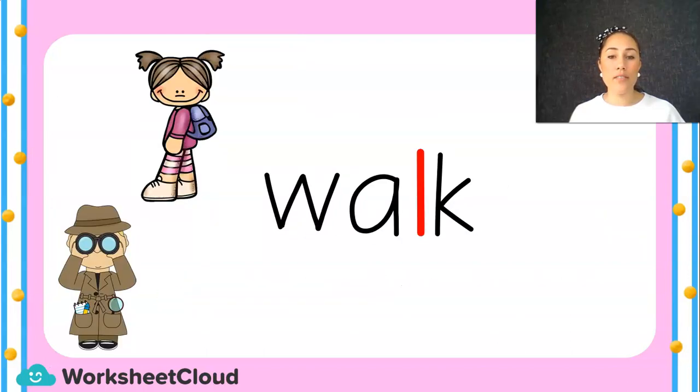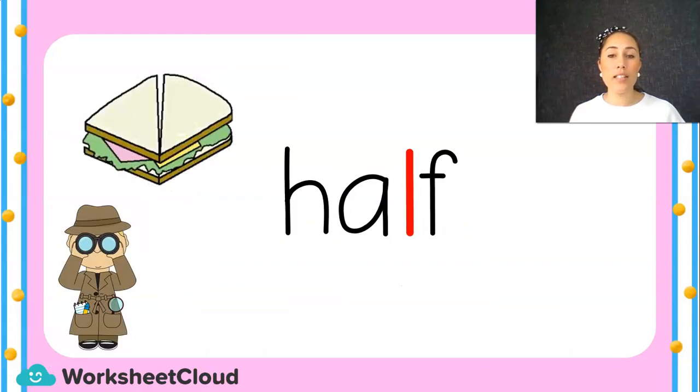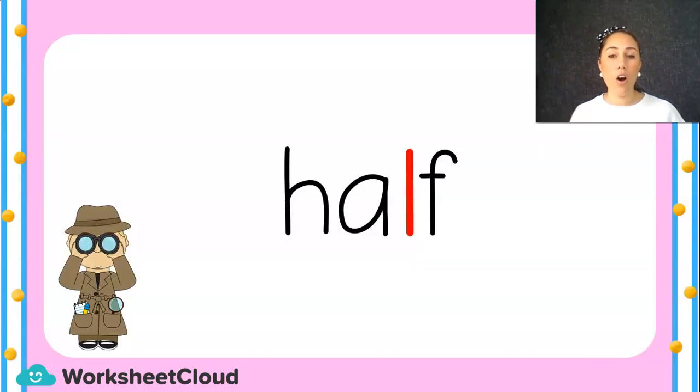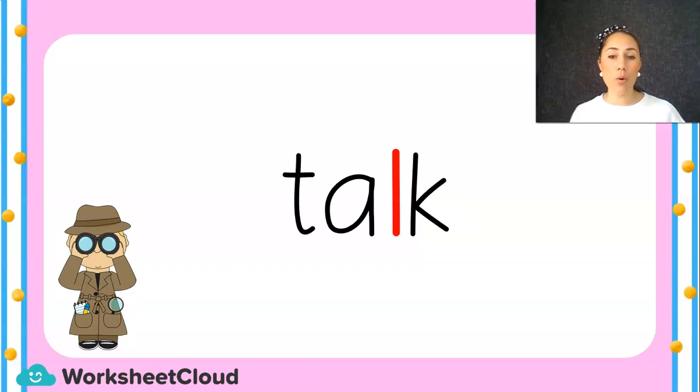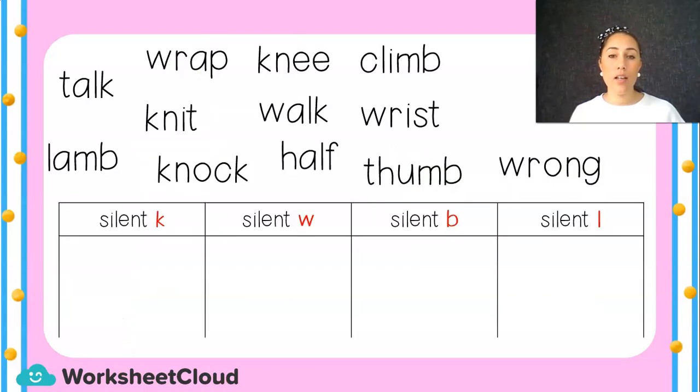Okay, and before we get to our activity, let's quickly read through all our silent L words. Half, calf, walk, talk. And now let's look at our activity. We are going to look at all these words that are jumbled up. Let's read them together quickly. Talk, wrap, knee, climb, knit, walk, wrist, lamb, knock, half, thumb, wrong.